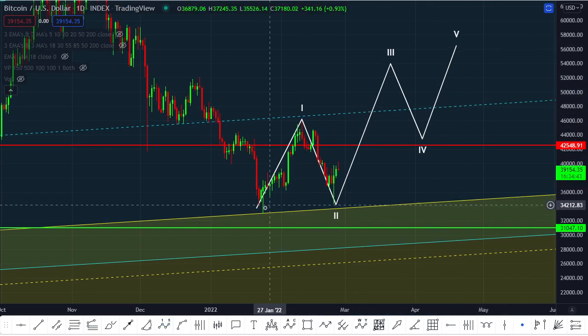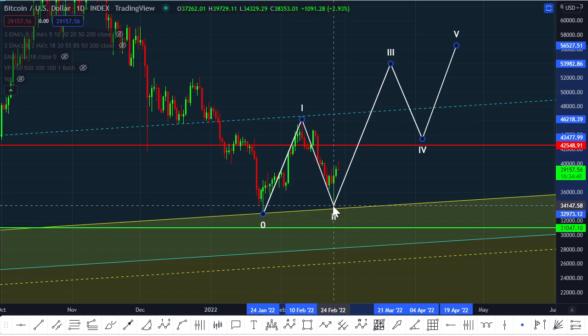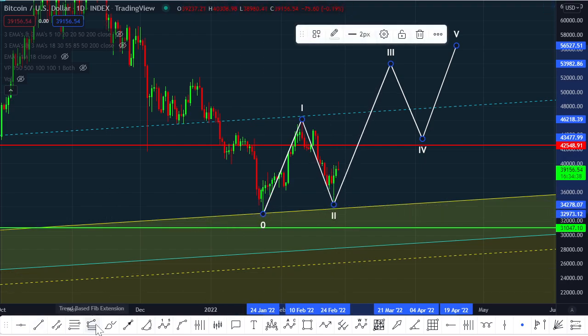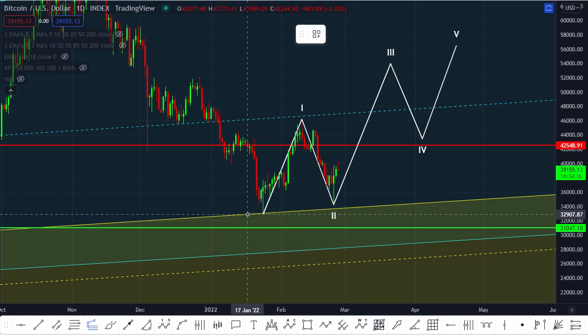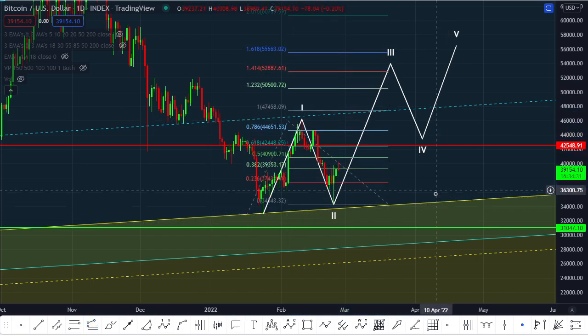Now, how do we measure these 1, 2, 3, 4, 5s? I'm just going to do this live with you because I still haven't done it yet. So I'm going to take my fib extension for wave 1 and extend it here to the bottom of wave 2.